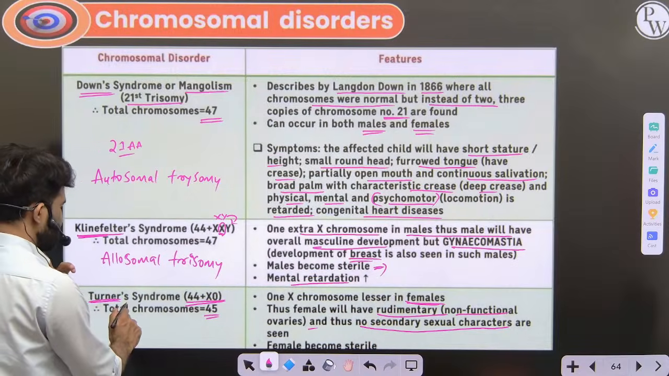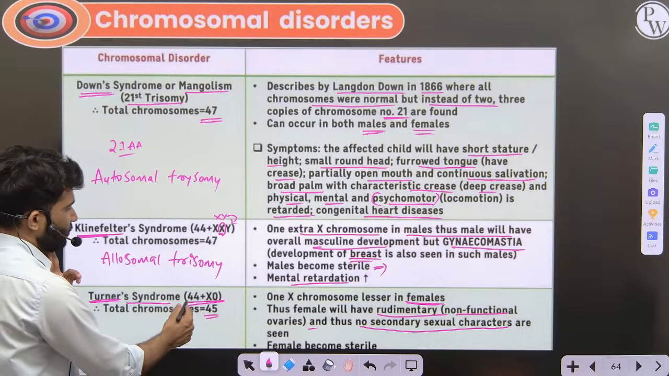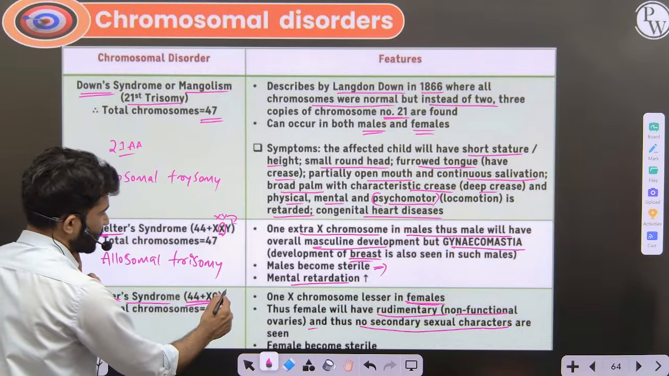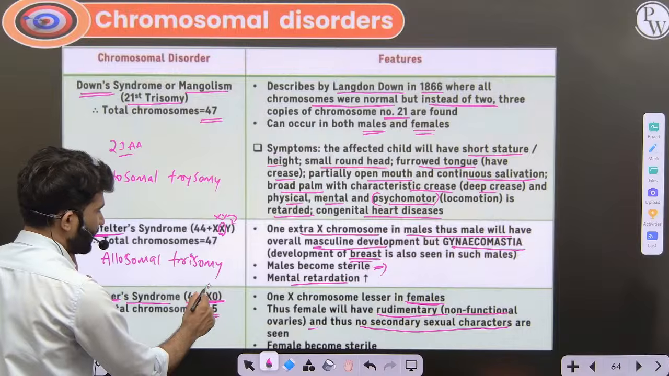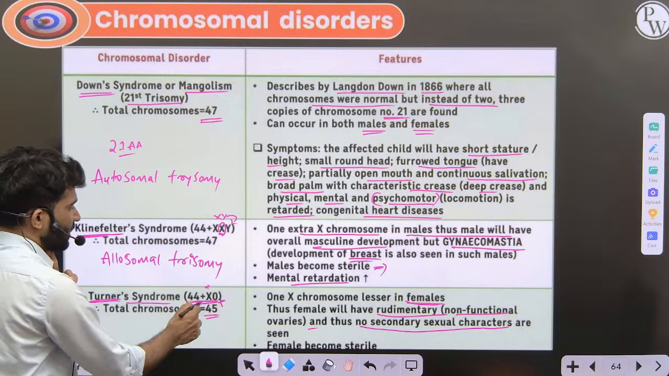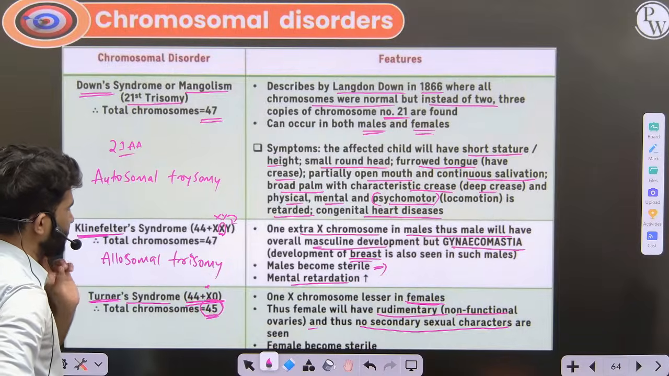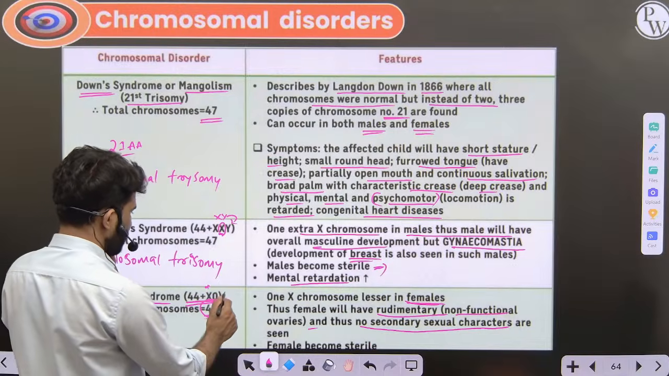This is called Turner syndrome, where 44 autosomes are there, but instead of two X chromosomes, only one X chromosome is there. That is the number 45. This is the karyotype of the disease.